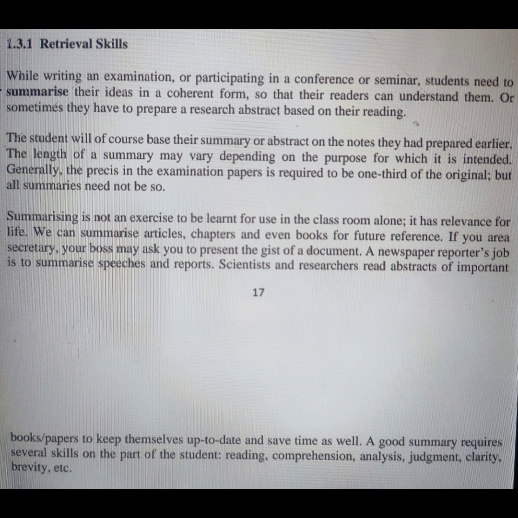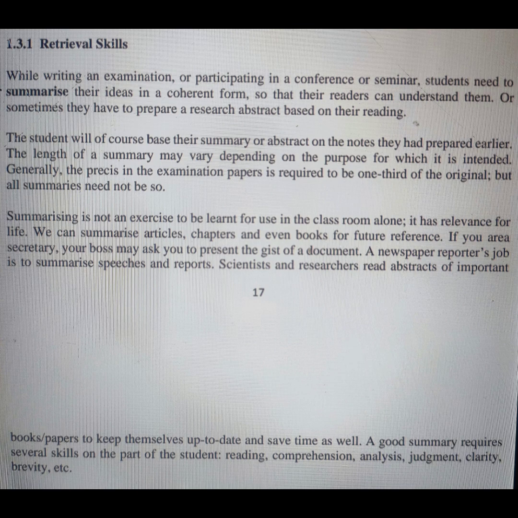Retrieval skills. While writing an examination, or participating in a conference or seminar, students need to summarize their ideas in a coherent form, so that their readers can understand them. Or sometimes they have to prepare a research abstract based on their reading. The student will of course base their summary or abstract on the notes they had prepared earlier. The length of a summary may vary depending on the purpose for which it is intended.